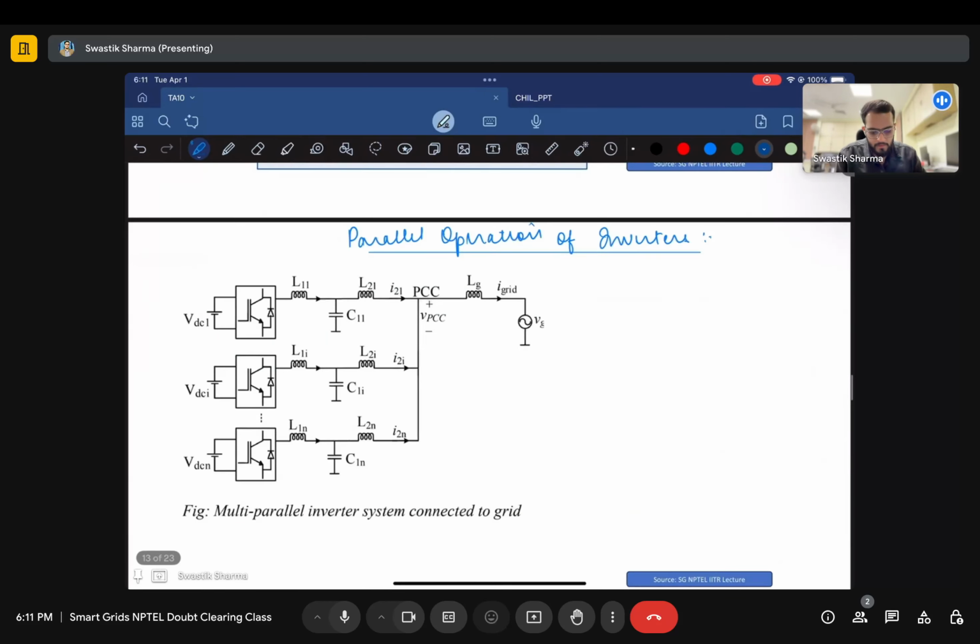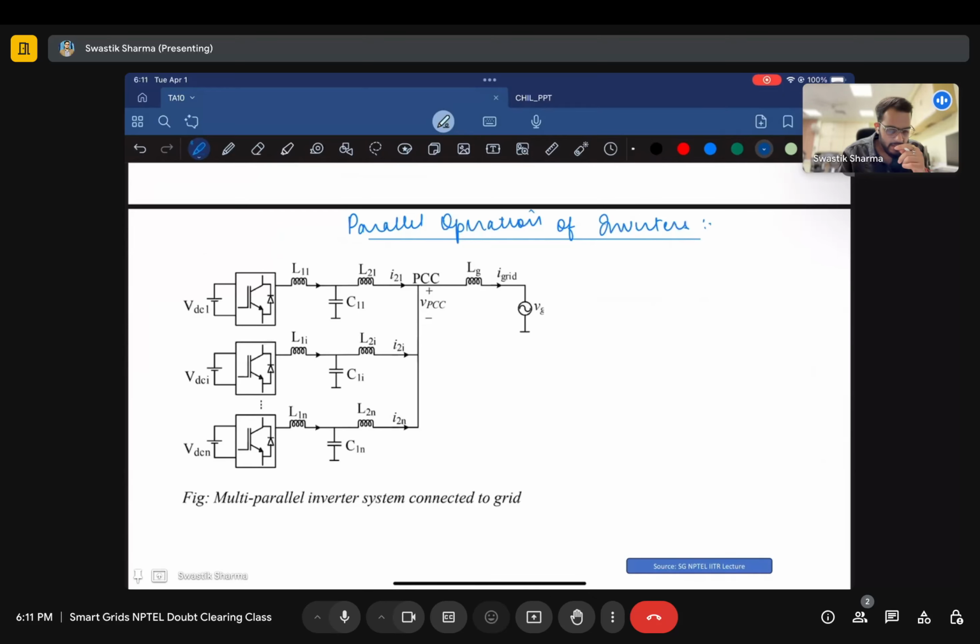Then moving on, the next thing that the instructor discussed was parallel operation of inverters. So why do we want to have parallel operation of inverters? It is a similar thing, right? We have parallel operation of synchronous generators or DC motors, and the same thing applies over here. What it does is increase the generation capacity of a device, because with parallel inverters you can increase the amount of power that you can extract, right?